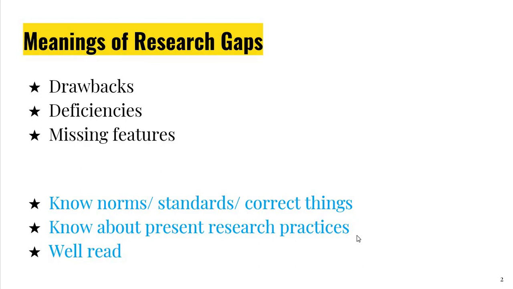Moreover, you must know about correct things. If something is missing, and you don't know about correct things, standards of research, particular terms of research, you don't know about research norms in your domain, you cannot find out the deficiencies. So, you should know about standards of research and be critical in your thinking and approach. Afterwards, you would be able to find out the drawbacks in existing literature.